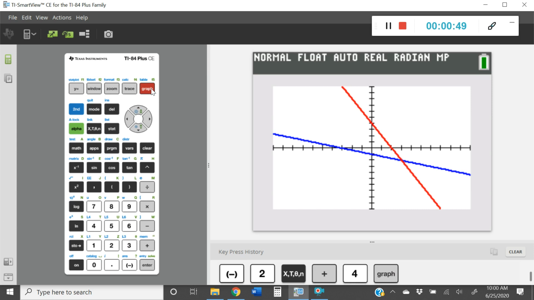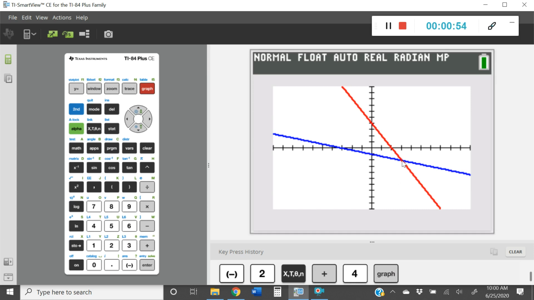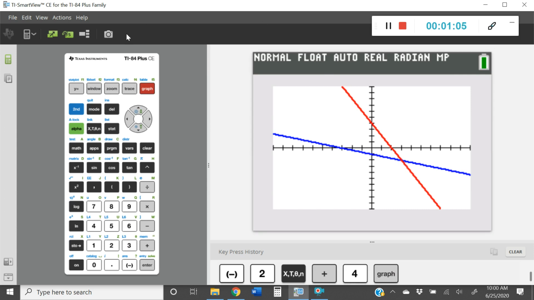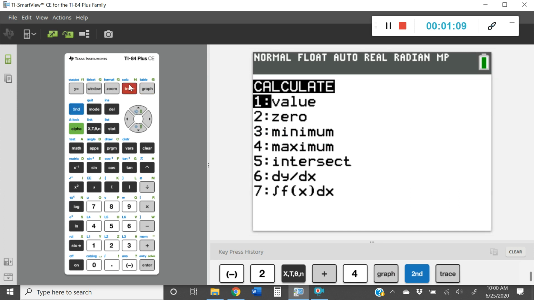You can see that I have two lines, and those two lines are going to intersect at a specific point. And if we want to know what the solution of the system is, by determining where that intersection point is, we can do that on the calculator. Let's go ahead and press second, trace. We're going to choose option 5, which is intersect.